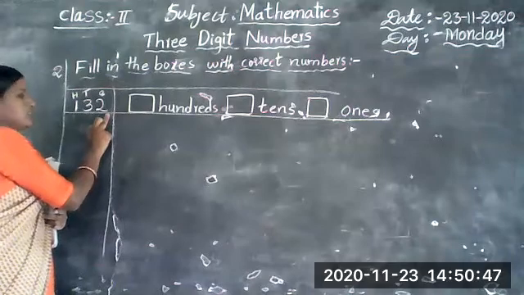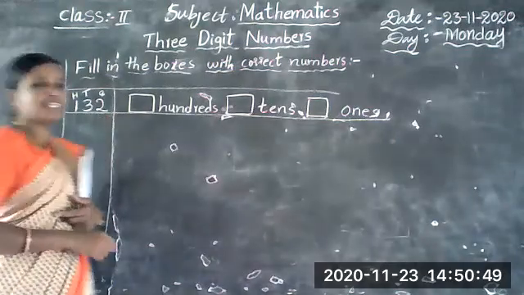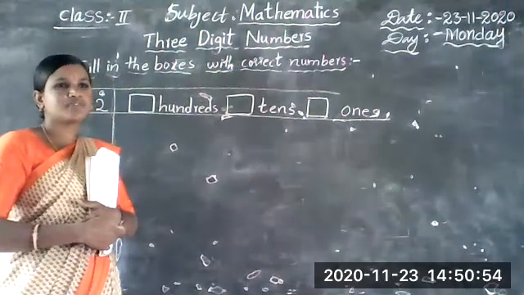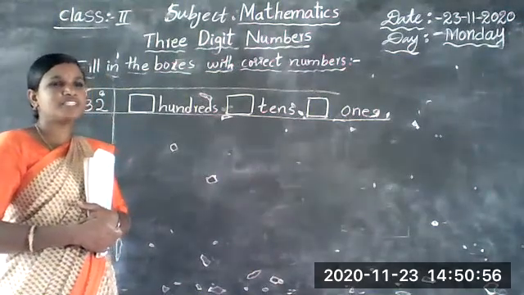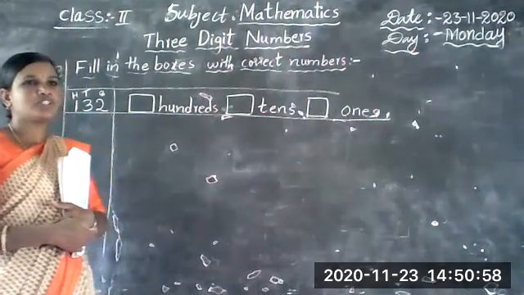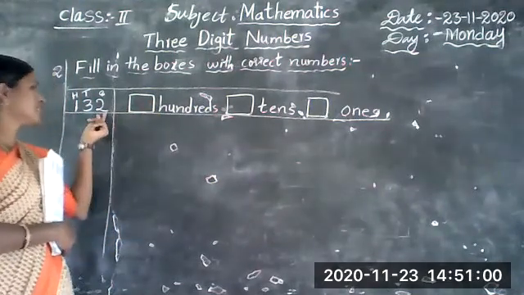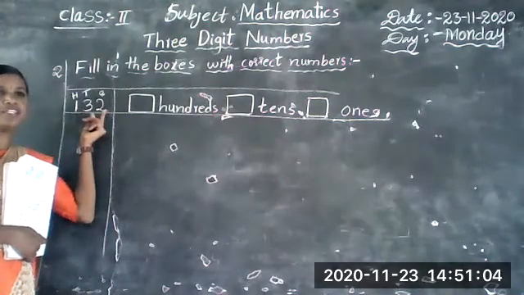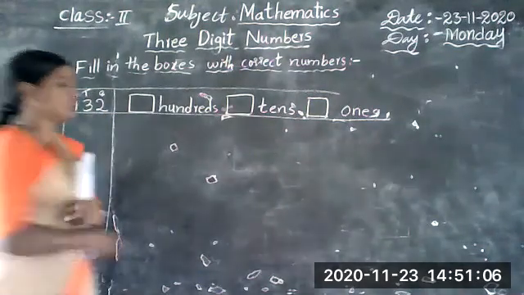132. So now let me see which number is there in ones place. Show me with your fingers. Ones place, I am asking ones place. Which number is there? Yes, 2. Very good.